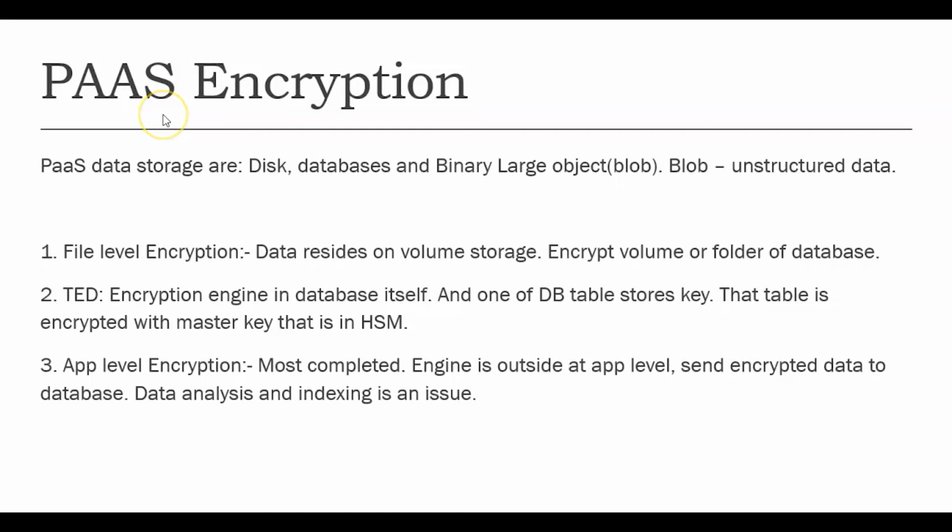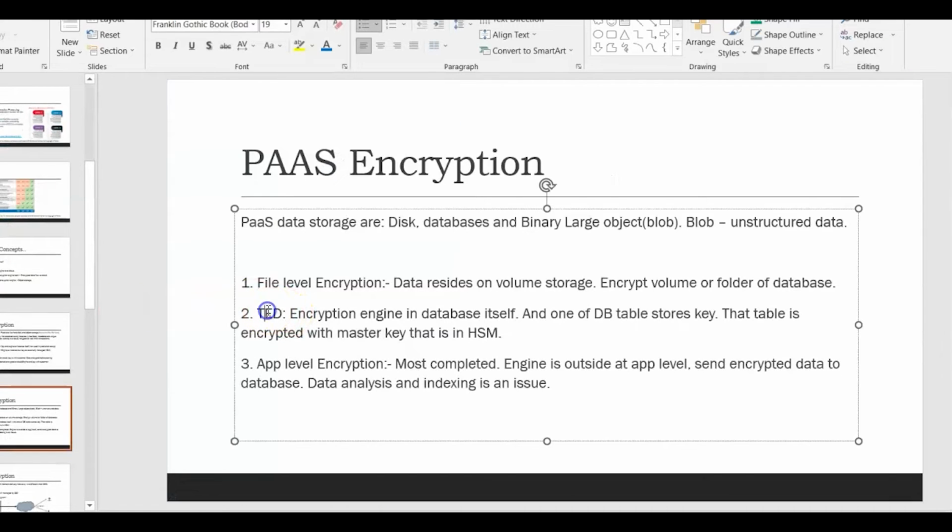For PaaS-based encryption mechanisms, PaaS uses storage options such as disk, database, and blob, binary large object. Blob is for unstructured data, and database is definitely for structured data. It also has three options: file-level encryption, when data resides on volume storage and you encrypt the whole volume or the data folder of the database. This is the first option. Next is TDE, a very important concept: transparent data encryption, TDE.